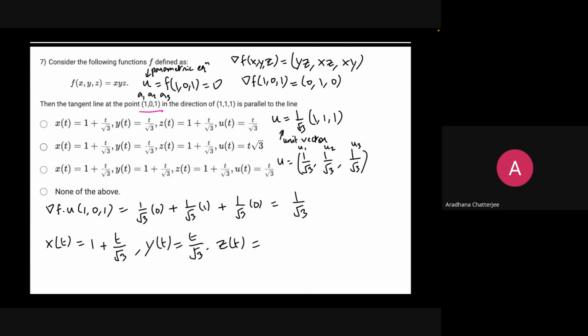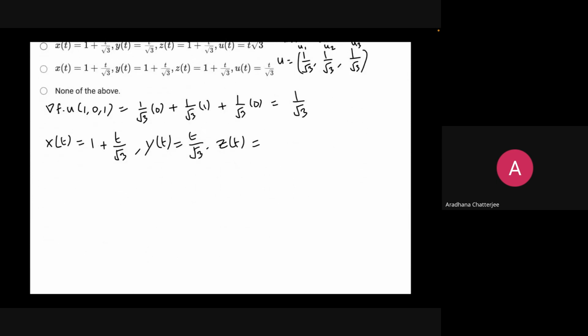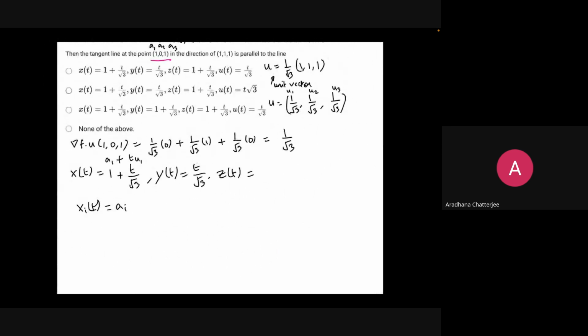So in general, the form is always a1 plus t u1, or if you have n random variables, then for each ith variable xi of t, that is equal to ai, the ith coordinate of the given point, plus t ui. Okay, this is the general form.